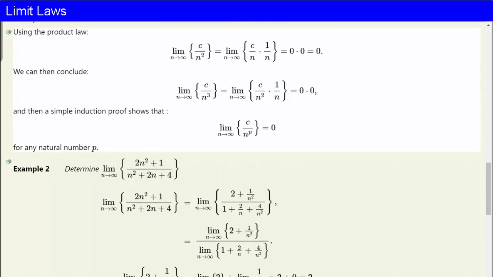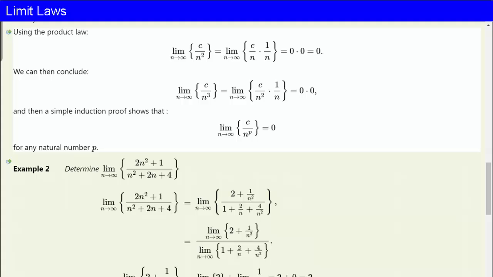Now we use the product law to look at the limit as n tends to infinity of the sequence c over n squared. That's a product of two sequences, c over n times 1 over n. Both of these sequences have limit 0, and the limit of their product is the product of their two limits, 0 times 0, which is 0. So we conclude that the limit as n tends to infinity of c over n squared is 0.